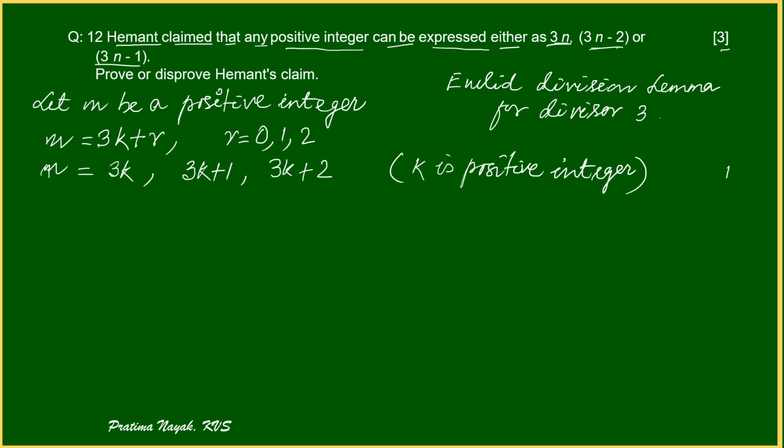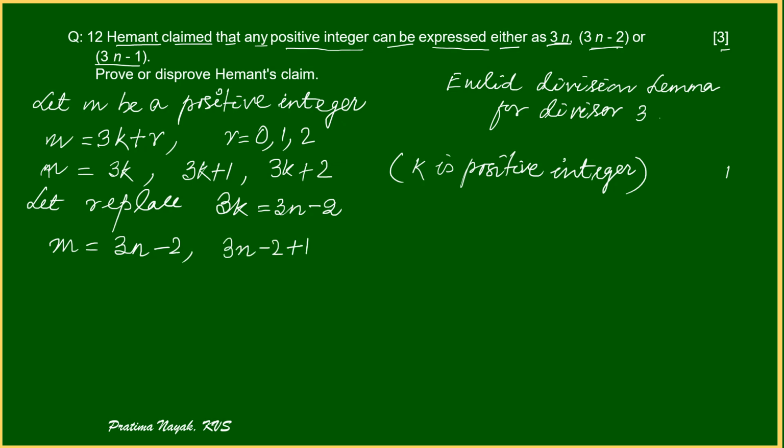Now what I am writing: let us replace 3k is equal to 3n minus 2, where n is an integer. Then what will you get? You will get m will be 3n minus 2, 3n minus 2 plus 1, and the third one is 3n minus 2 plus 2.